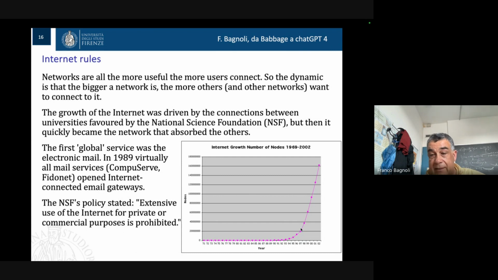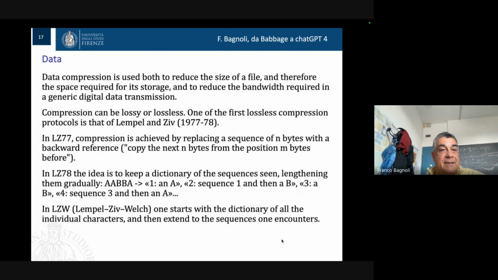So you can see here the growth of the internet, which is essentially exponential after the beginning of the 90s. And clearly, the connections were much faster than using telephone lines, but still slow enough that you could not transmit music or videos and so on unless you found a way of compressing it and using fewer bytes.